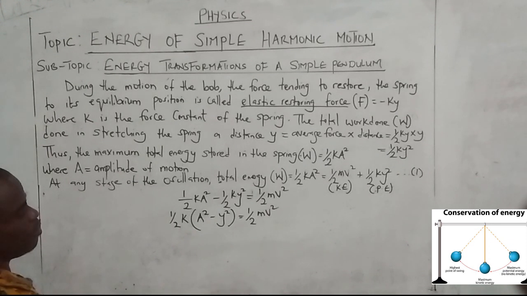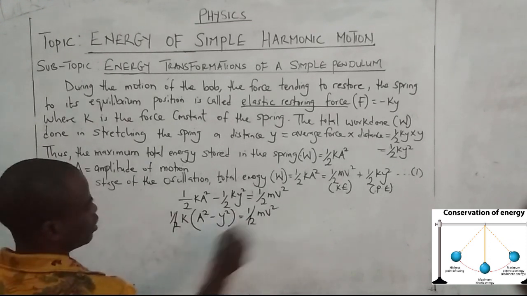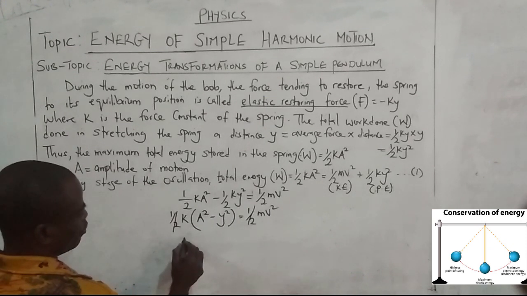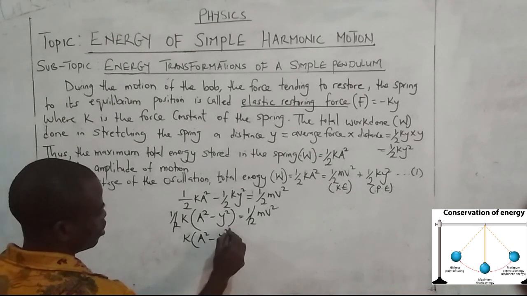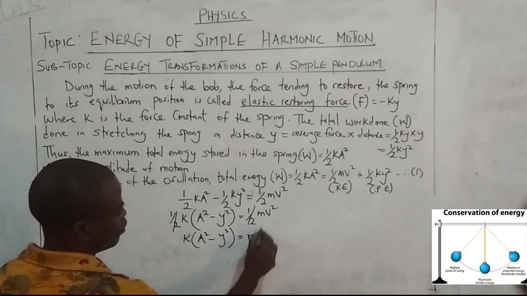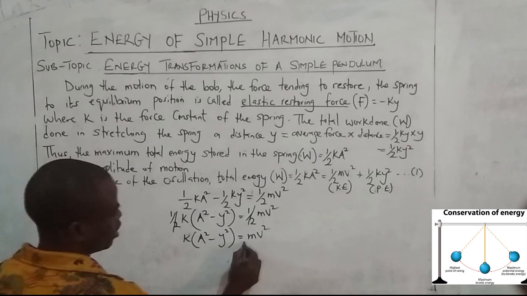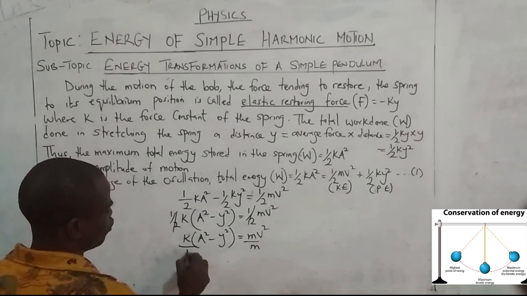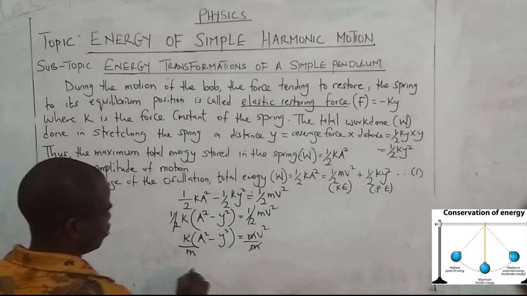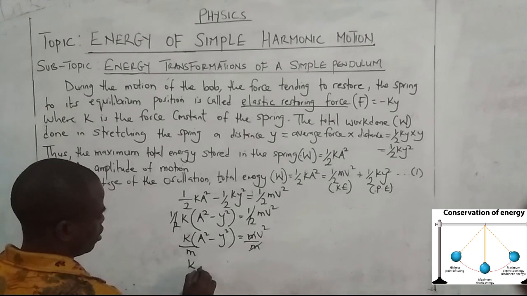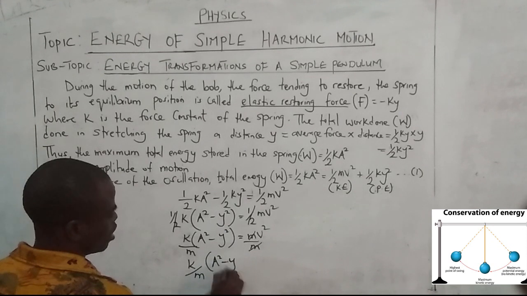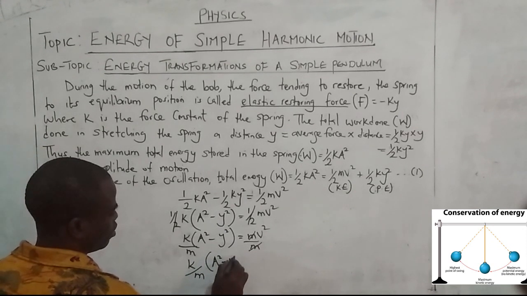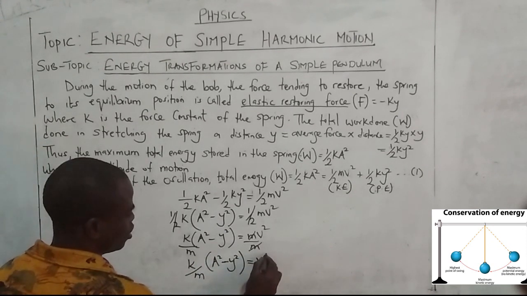Now from here, what do we have to do? We cancel the half. Now k bracket a squared minus y squared equals mv squared. Divide both sides by m, since we're making v the subject of the formula. m cancels m. We have k over m, a squared minus y squared, equals v squared.